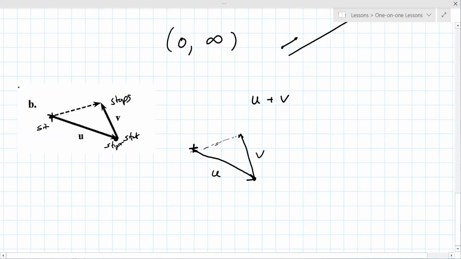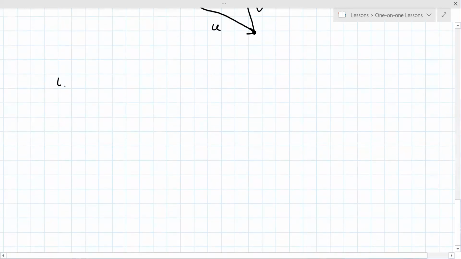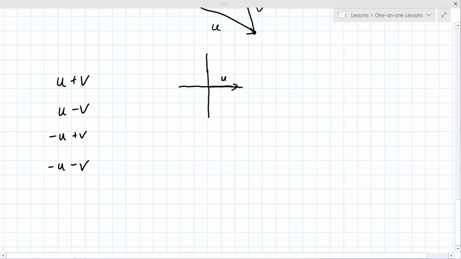That's possible. Now there are other things you can do, and there are really only 4 that are going to come into play in your class here, most likely. U plus V, U minus V, minus U plus V, minus U minus V. If you have a vector, and I'm going to draw them here for clarity, let's say this is U out to the right. What would minus U be? Going the opposite way. And let's say V is up 3, then minus V would be down 3.